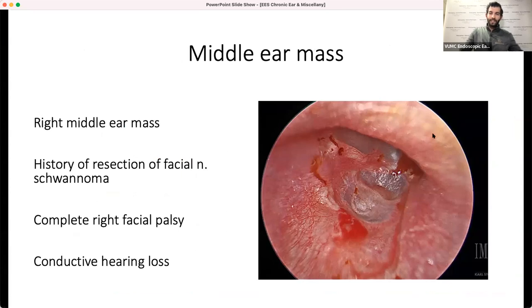Okay, so now, I think those are some good bread and butter chronic ear cases. I think we got some questions that came in. I want to make sure that we get to those before we move on to some of the miscellaneous topics we're going to talk about. So this is a question: how often do you get cholesteatoma pearls when lifting the TM from the malleus? Dr. Cass, you want to talk about that?